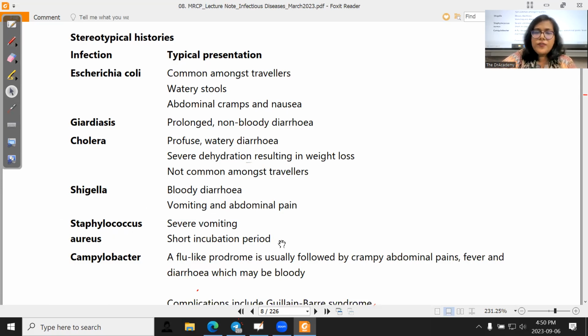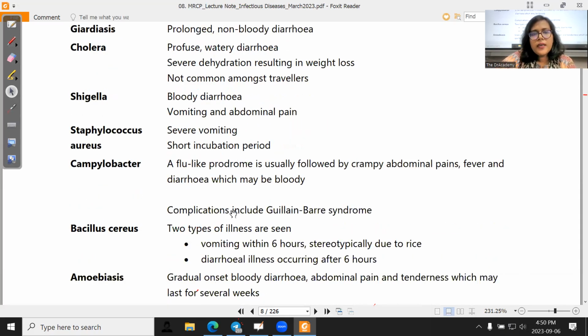Staphylococcus aureus is very, very important, okay? Very severe vomiting is more common than loose motion, and this has a very short incubation period, within 1 to 6 hours. Campylobacter jejuni: a flu-like prodrome is usually followed by crampy abdominal pain, fever and diarrhea, which can be bloody, and this is the most prevalent organism causing gastroenteritis in the UK.